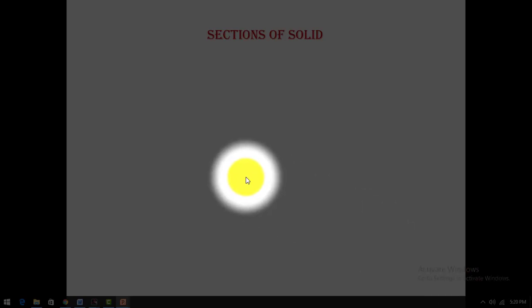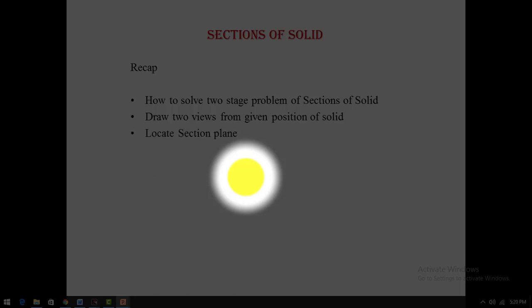Hello friends, in the last video we have seen how to solve a two-stage problem of sections of solid, how to draw the two views from the given position of the solid, how to locate the section plane, how to draw the sectional view and true shape of the section. Today we are going to see one more problem on sections of prism.